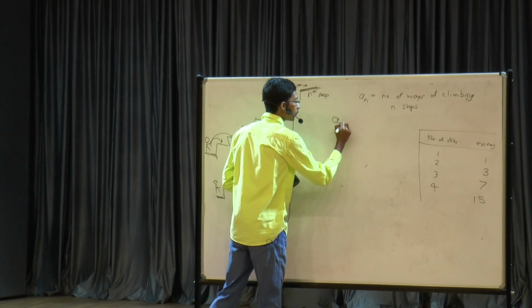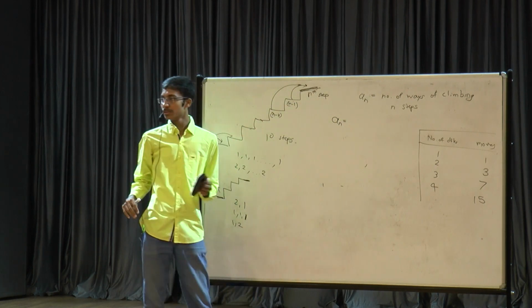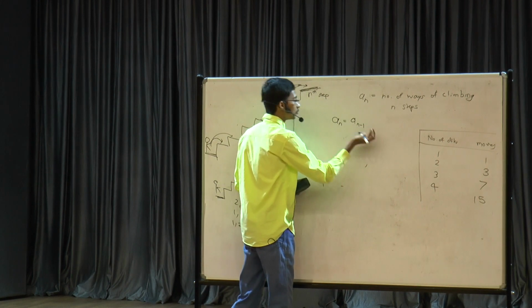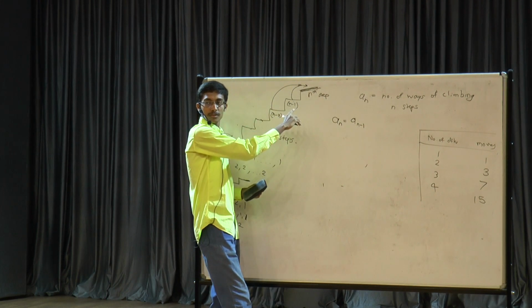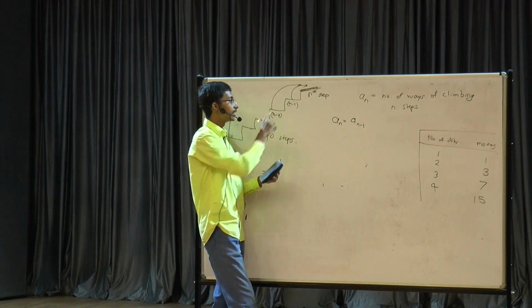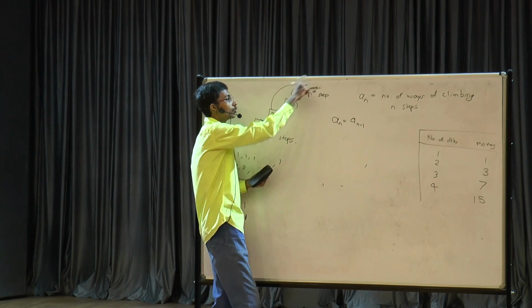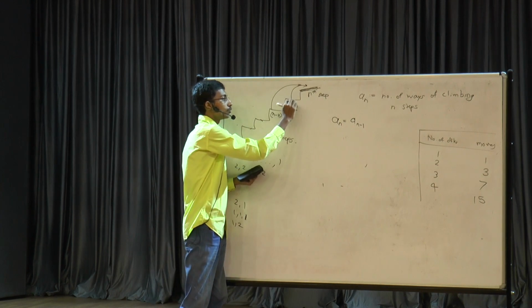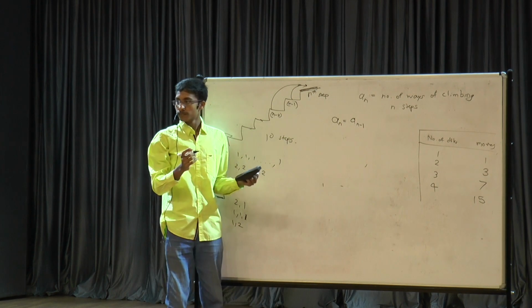So the number of ways of coming to the nth step is actually the number of ways of coming to the step before, and just taking one step after that. I can't do anything else. If I take 2, I'll go to the n plus 1th, which I don't want. So there's only one way to go from n minus 1 to n.